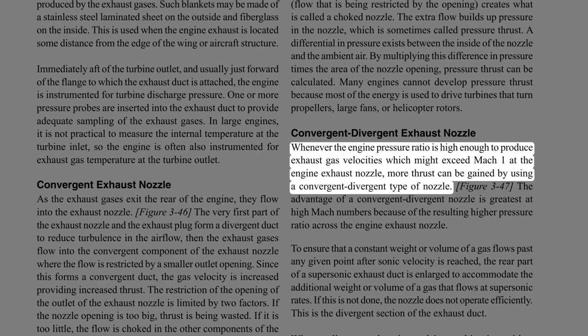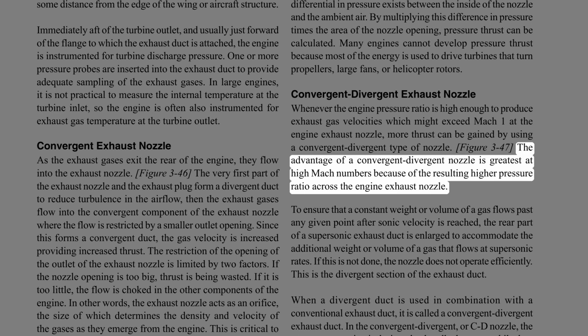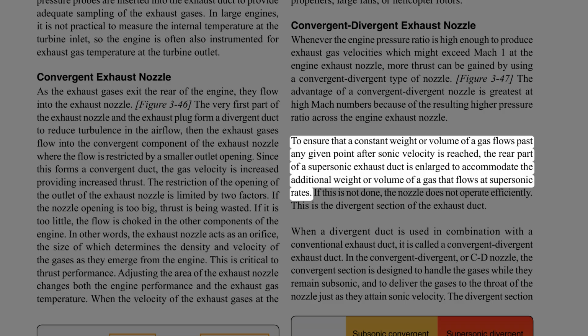Whenever the engine pressure ratio is high enough to produce exhaust gas velocities which might exceed Mach 1 at the engine exhaust nozzle, more thrust can be gained by using a convergent-divergent type of nozzle. The advantage of a convergent-divergent nozzle is greatest at high Mach numbers because of the resulting higher pressure ratio across the engine exhaust nozzle. To ensure that a constant weight or volume of a gas flows past any given point after sonic velocity is reached, the rear part of a supersonic exhaust duct is enlarged to accommodate the additional weight or volume of a gas that flows at supersonic rates.